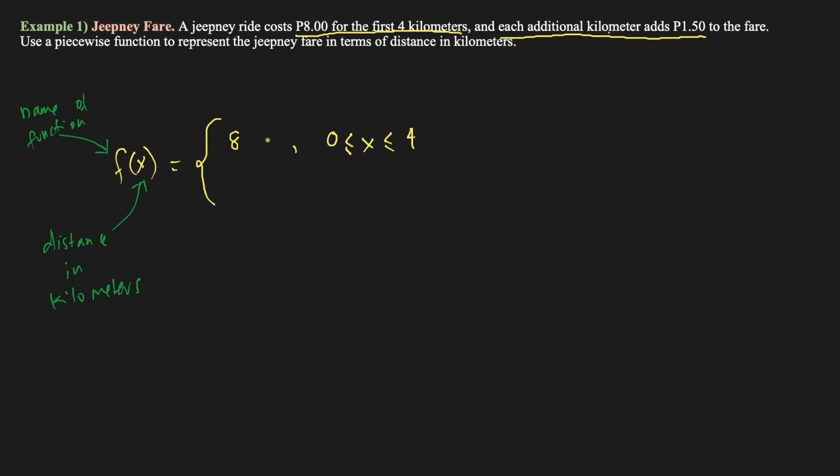But what if you traveled more than 4 kilometers? And that's what you're going to write here on the second line. So that is, you need to pay 8 pesos plus 1 peso and 50 centavos multiplied by the excess of the 4 kilometers. So that is x minus 4. Because you only need to multiply 1 peso and 50 centavos for the excess of 4 kilometers. So this condition is right whenever your x is greater than 4.